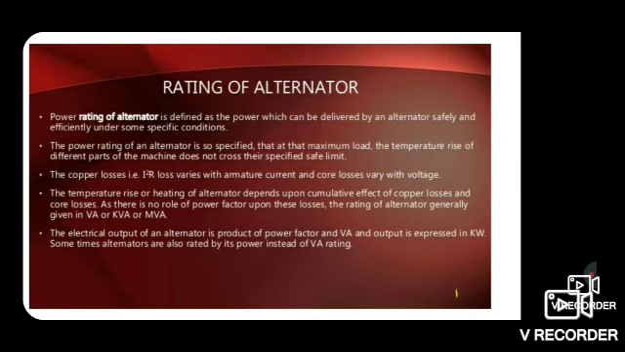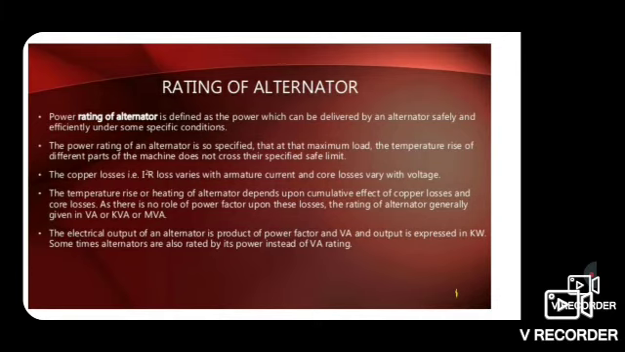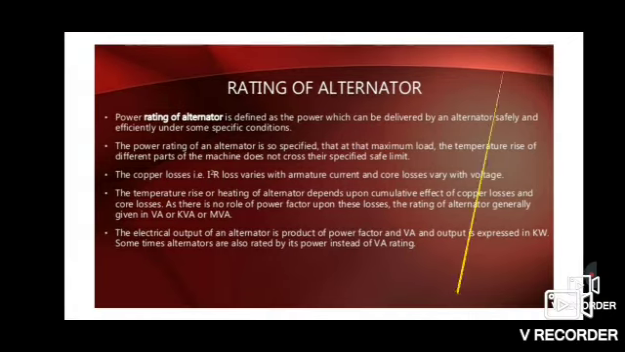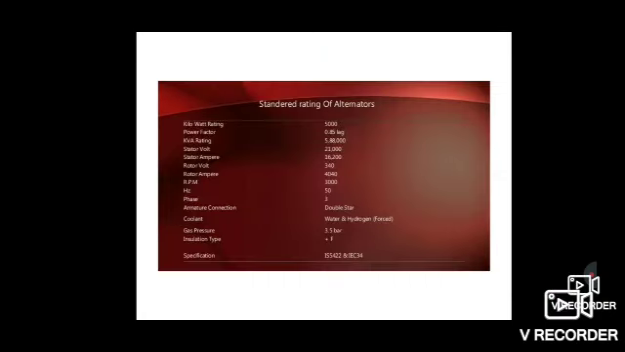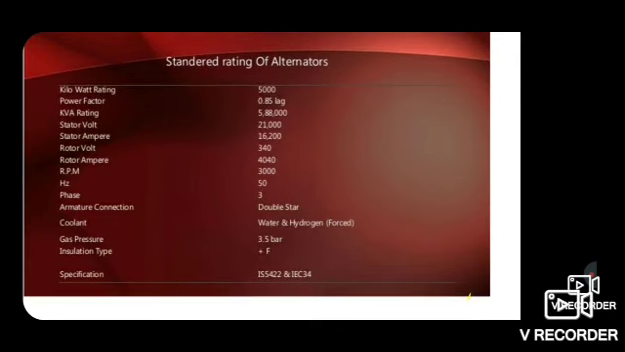Again I will repeat this point. The temperature rise or heating of alternator depends only on the copper loss and core loss. There is no role for power factor upon these losses. Therefore, the rating of alternator is generally in VA or kVA or MVA. The electrical output of an alternator is product of power factor and VA, and output is expressed in kilowatt. Sometimes alternators are also rated by power instead of VA rating. It is a standard rating of alternators.